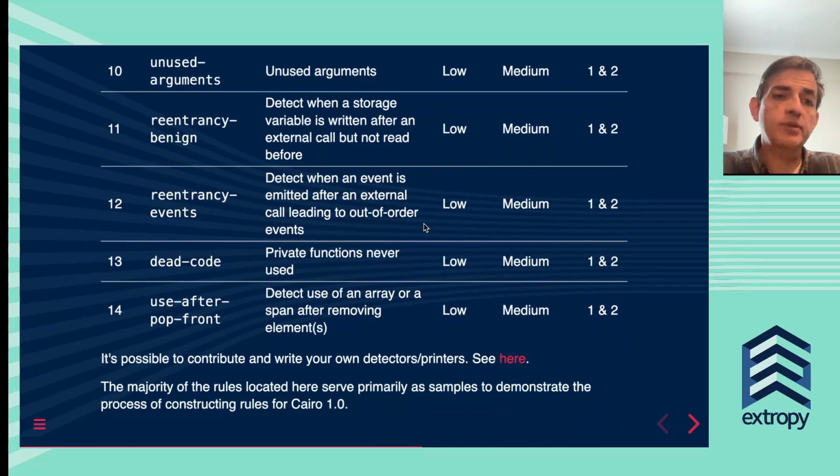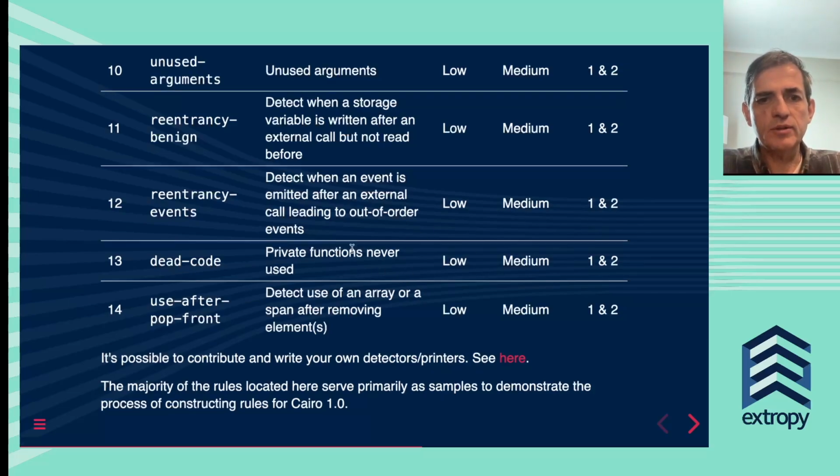Reentrancy events is a similar thing, but applying to events. Dead code: you should never have dead code in your contracts, and you should always remove it, for example a private function that is not being used. Not only does that indicate that your contract is incomplete, but you're also creating bytecode that is not needed, so it could be an optimization issue as well. And the final one here is about the use of arrays and spans when we've removed an element, which could be problematic.